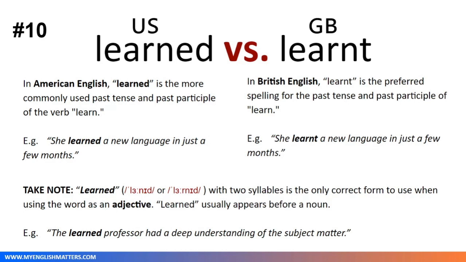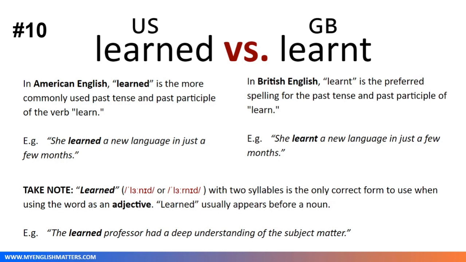Take note, however, that learned, with two syllables there, is the only correct form to use when using the word as an adjective. So learned usually appears before a noun. For example, the learned professor. So professor is a noun. I'm describing him. He's very knowledgeable. So I would use the learned professor had a deep understanding of the subject matter.